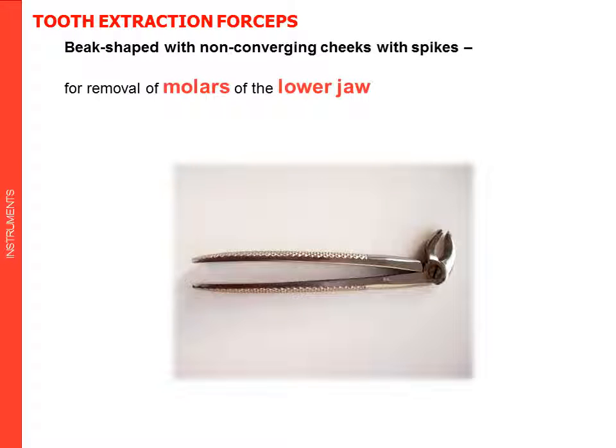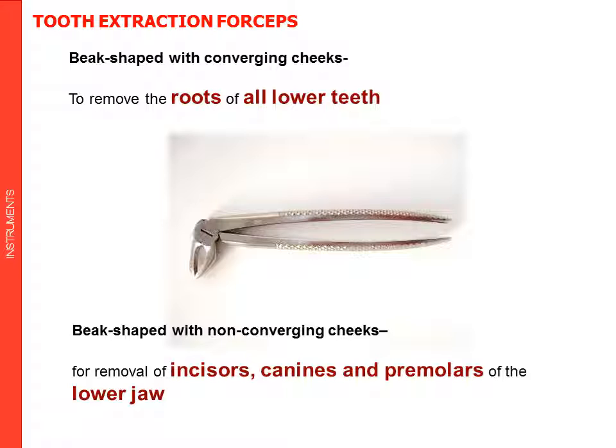This is the beak-shaped forceps with converging cheeks, and it's used to remove the roots of all lower teeth. Beak-shaped forceps with non-converging cheeks are used for removal of incisors, canines, and premolars of the lower jaw. Again, the beak-shaped forceps with converging cheeks are used to remove the roots of all lower teeth, and the non-converging ones for incisors, canines, and premolars of the lower jaw.